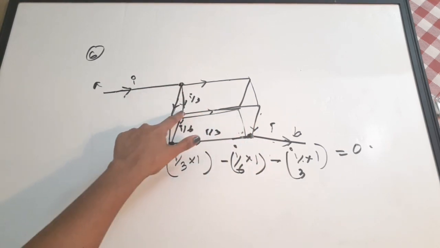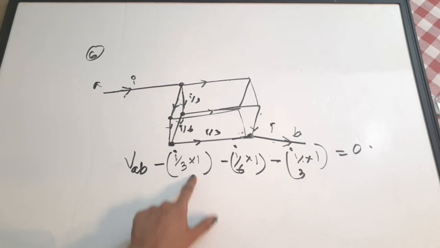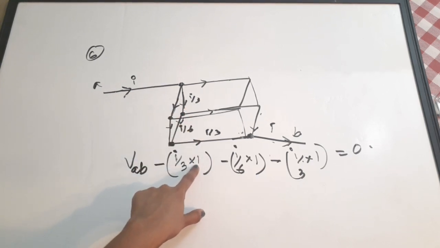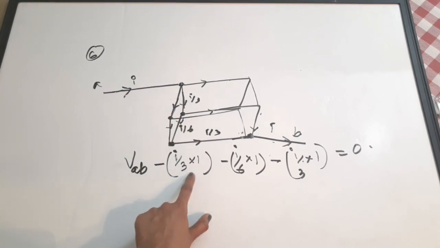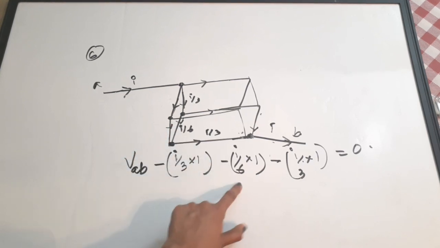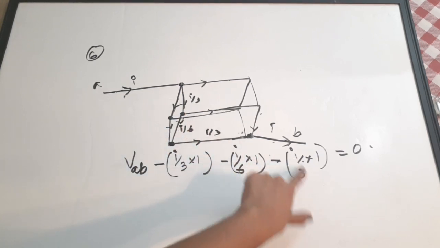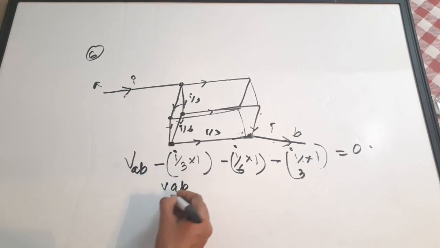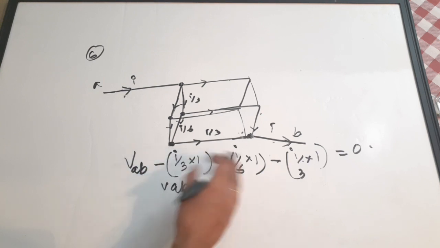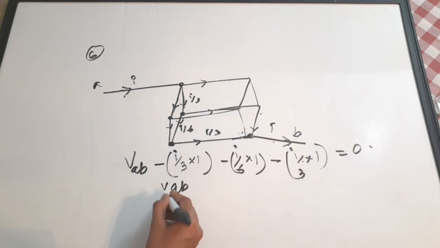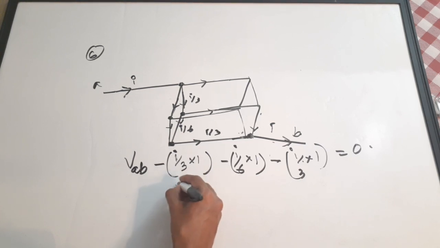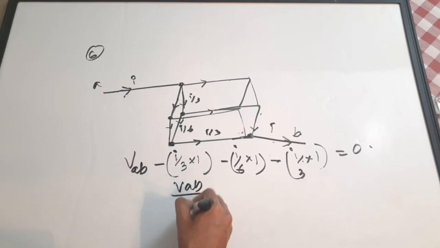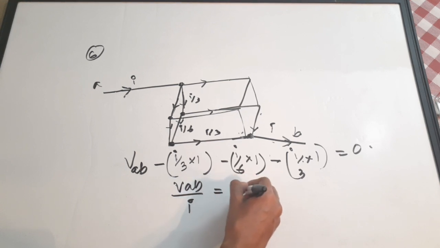Then there is I/3 into 1. 1 is nothing but your resistance. So resistance into current is voltage. Again, I/6 into 1, voltage. I/3 into 1, voltage is equal to 0. Now, your VAB, if you take these to the other side, you can write, according to Ohm's law, VAB, the potential by current I is equal to Req, right?